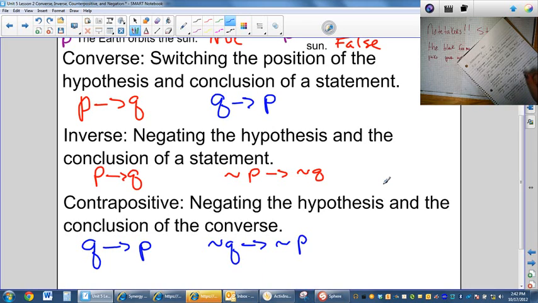Inverse and contrapositive? Okay. So you can see here, the inverse is negating the hypothesis and conclusion of the statement. So our statement is if P, then Q, so it's if not P, then not Q. The contrapositive is negating the hypothesis and conclusion of the converse. That's why it's in blue, because the converse is in blue. If Q, then P. The contrapositive, if not Q, then not P.